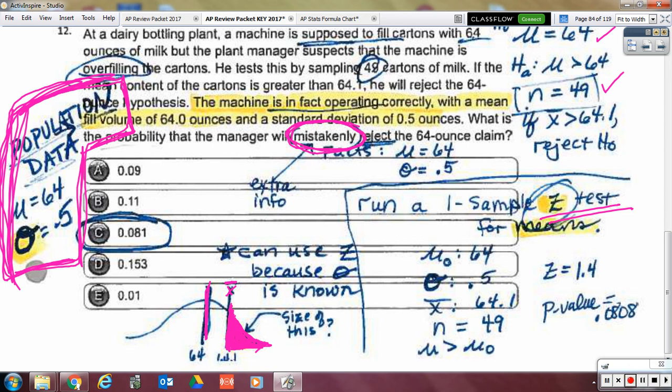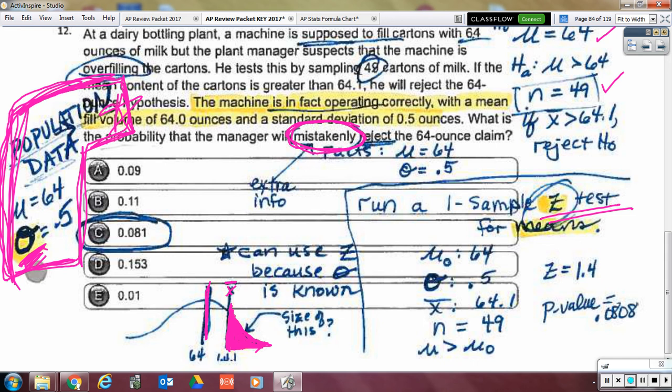Okay, so this says the machine is in fact operating correctly, and the machine has an average of 64 and a standard deviation of 0.5. And here's the catch on that statement right there. He just told you the population mean, and more importantly, the population standard deviation. So if you have population standard deviation, you're doing the normal curve, not a T-curve. So even though this is a mean problem, we're doing a Z-test because we have the standard deviation of the population. Remember, who's got a mean test? T, T, T, not Z, because of the sample standard deviation. But here's population.